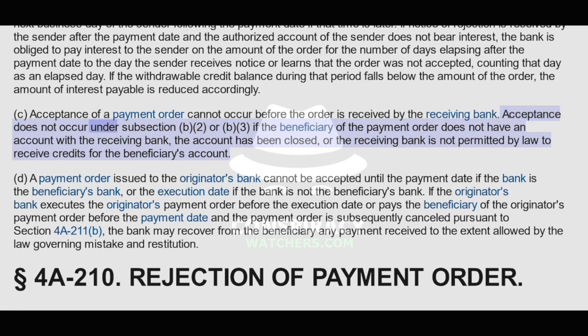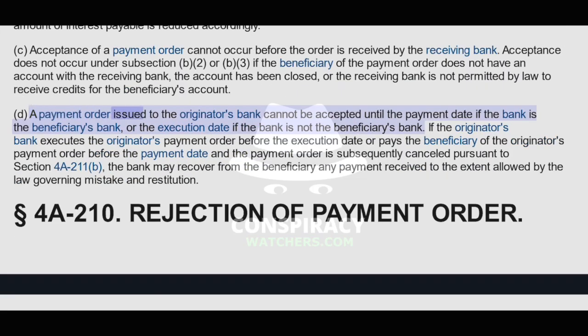Acceptance does not occur under subsection or if the beneficiary of the payment order does not have an account with the receiving bank, the account has been closed, or the receiving bank is not permitted by law to receive credits for the beneficiary's account. A payment order issued to the originator's bank cannot be accepted until the payment date if the bank is the beneficiary's bank, or the execution date if the bank is not the beneficiary's bank.